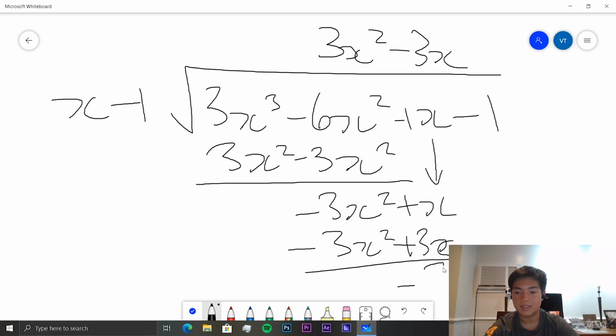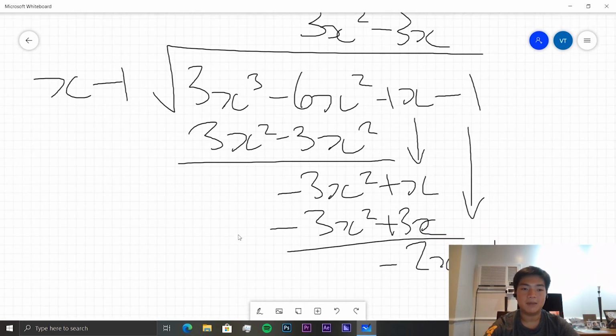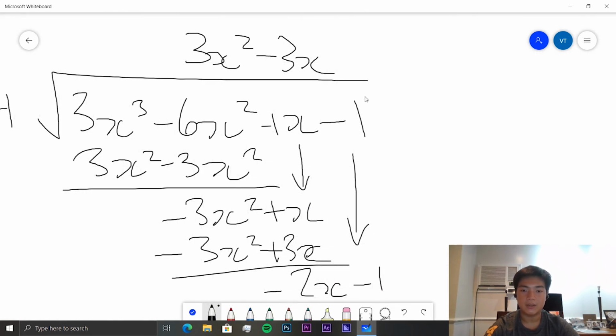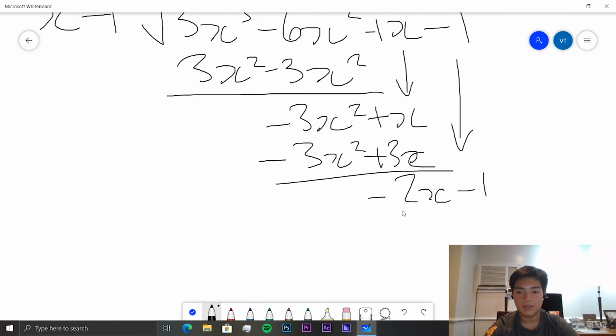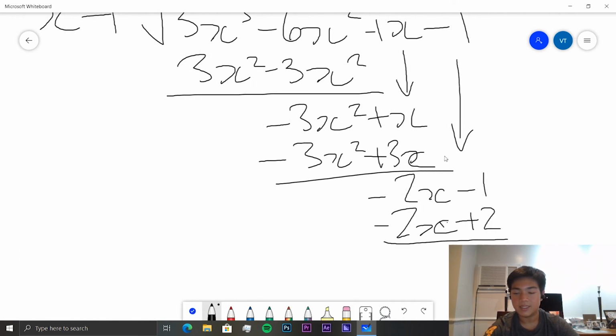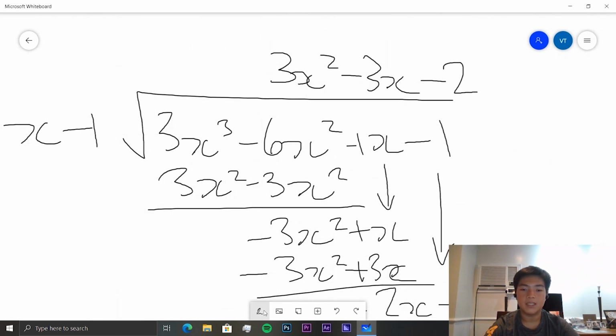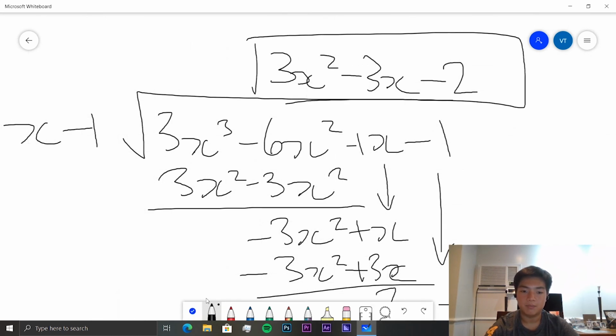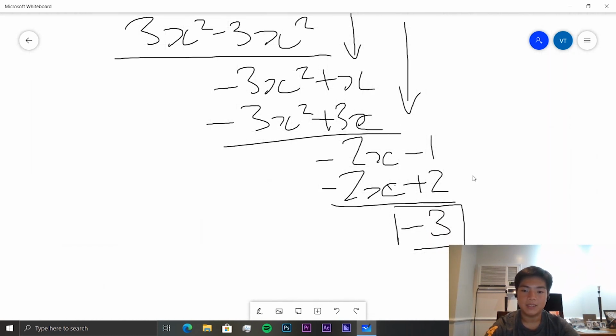And this minus that, negative 2x minus 1. So how many times does x go into negative 2x? It goes in negative 2 times. So what's negative 2 times x minus 1? Well, that's negative 2x plus 2. So in this case, we subtract that, we're left with a remainder of minus 3. So the quotient will be equal to 3x squared minus 3x minus 2, and the remainder is minus 3.